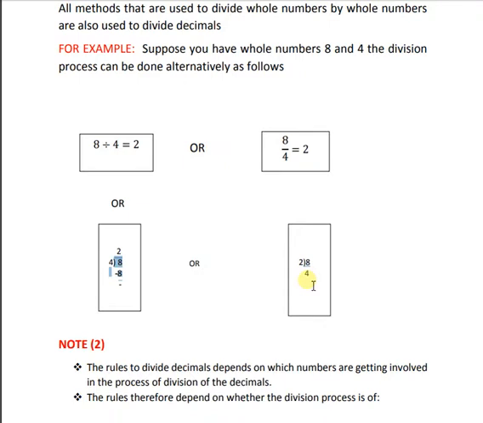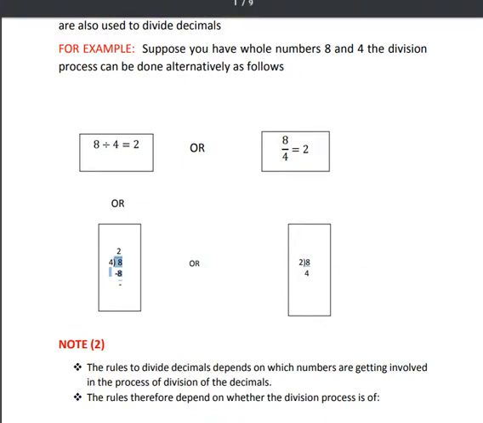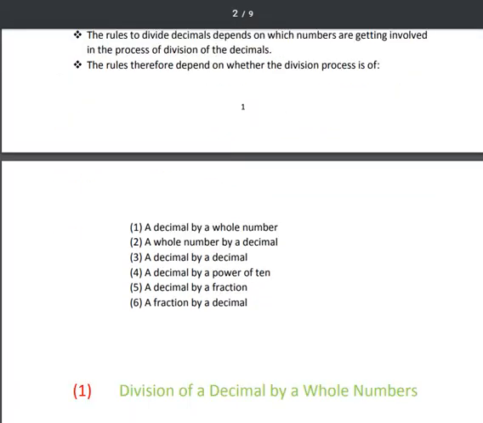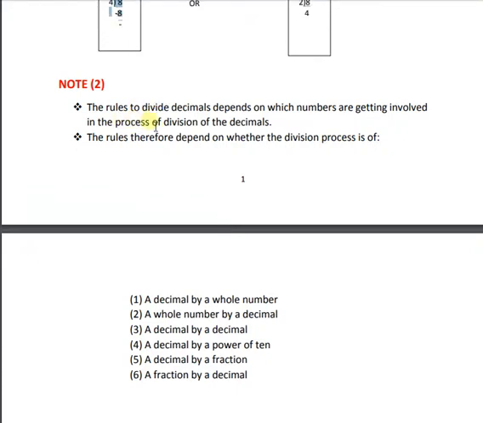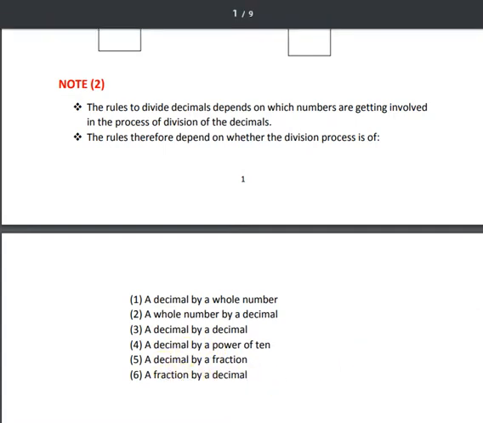Now whatever method is used here can also be applied to decimals. Let us see how this applies to decimals. And before we go to how that applies to decimals, you should also note this. The rules to divide decimals depend on which numbers are involved in the process of division of the decimals. The rules are therefore dependent on whether the division process is of a decimal by a whole number, a decimal by a decimal, a decimal by a power of 10, a decimal by a fraction, or a whole number by a decimal. Now let us move on and see how this works.